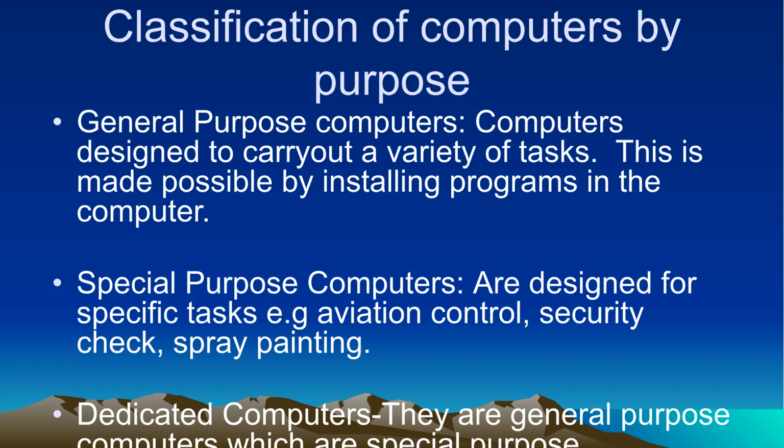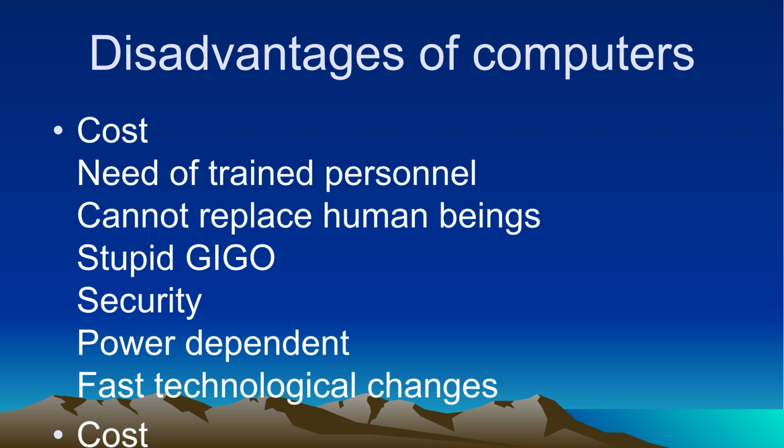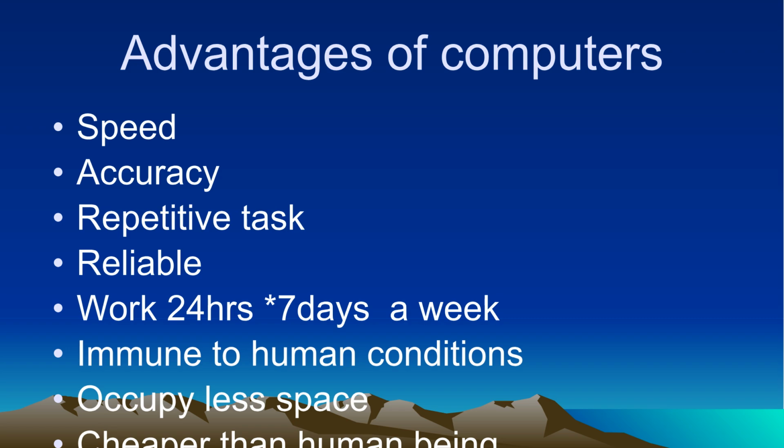Computers are classified by purpose into general purpose, special purpose, and dedicated computers. General purpose machines can perform various tasks through installed programs. Disadvantages of computers include cost, the need for trained personnel, security risks, dependence on power, and rapid technological changes. Advantages of computers include speed, accuracy, reliability, the ability to handle repetitive tasks, and working continuously. They are also immune to human conditions.